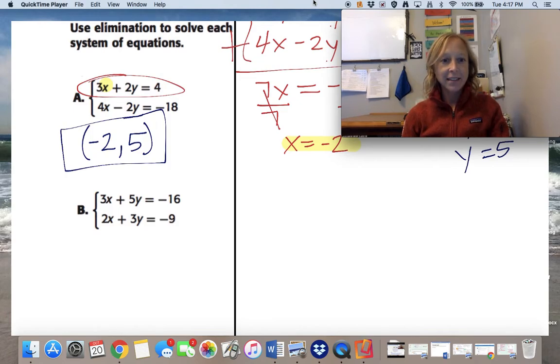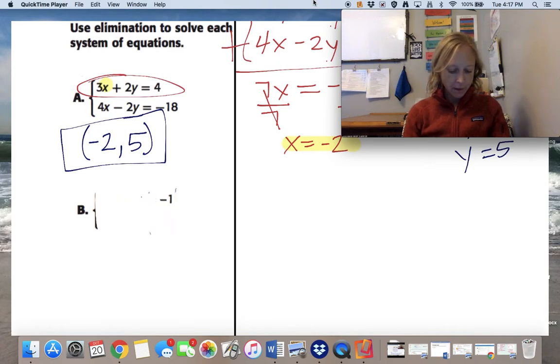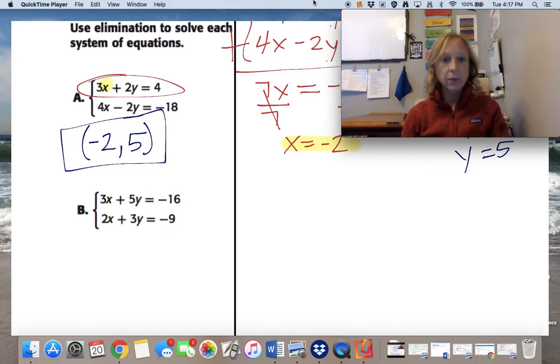All right, check. Is everything stacked and lined up? X, Y, equal sign, constants. Yes. Okay. So, do any of them have the same coefficient or opposites? 3 and 2? Nope. 5 and 3? Nope. All right. Can I turn one into the other? Can I turn a 2 into a 3 using multiplication? No. Can't go the other way. Can I turn a 3 into a 5 using multiplication?